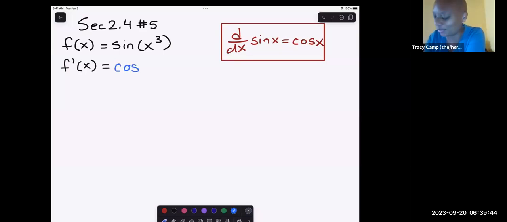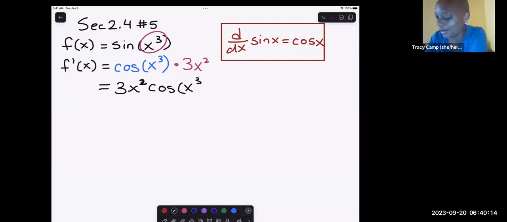So in this case, I have sine, so I know its derivative is cosine, right? But notice I don't have sine of just x, I have sine of x cubed, which tells me I have to multiply by the derivative of that x cubed, which is 3x squared. And there's my answer. I'm going to just rewrite it in a more aesthetically pleasing way. So 3x squared times cosine of x cubed. Although if you enter it the way that it's written above, that's also totally correct.